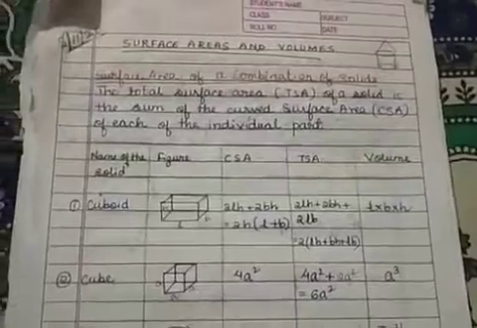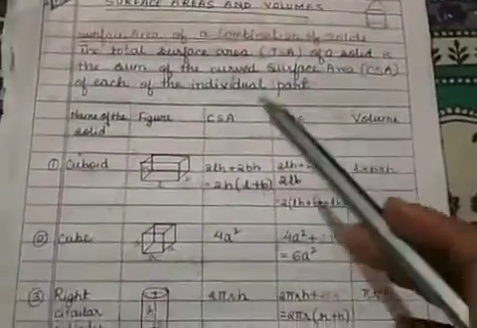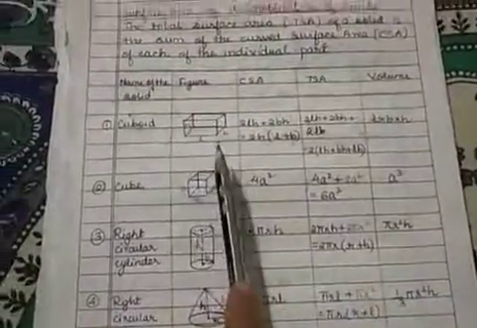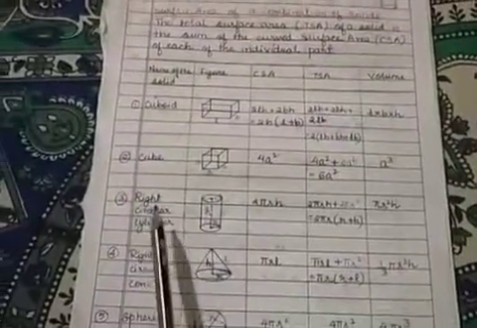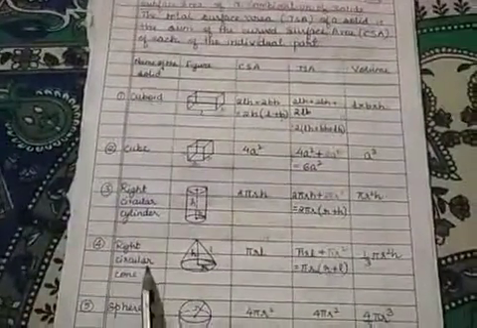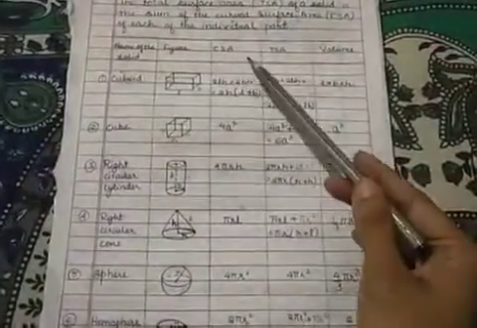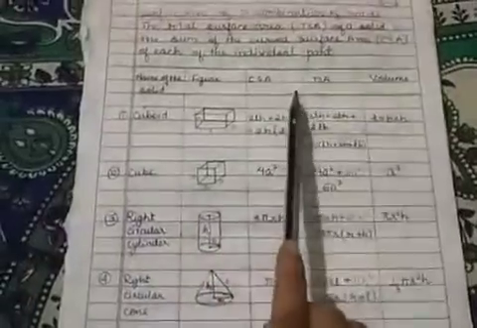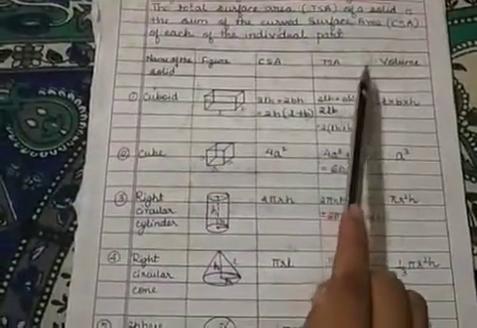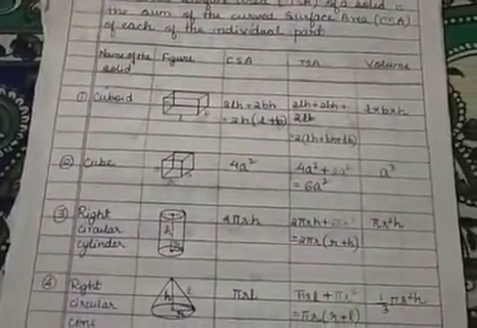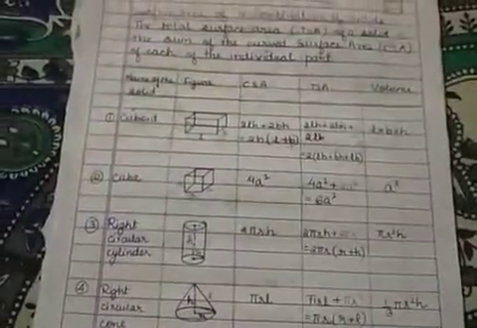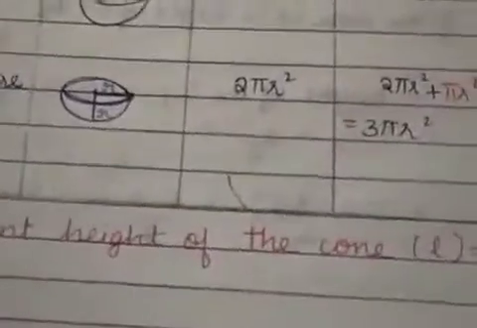To find all this, you need some of these formulas, which you have already learnt in 9th standard: cuboid, cube, right circular cylinder, right circular cone, sphere and hemisphere. So you have the figure here, curved surface area, total surface area, and also how to find the volume. Now based on this, let us solve some examples where we find the surface area of combination of solids.